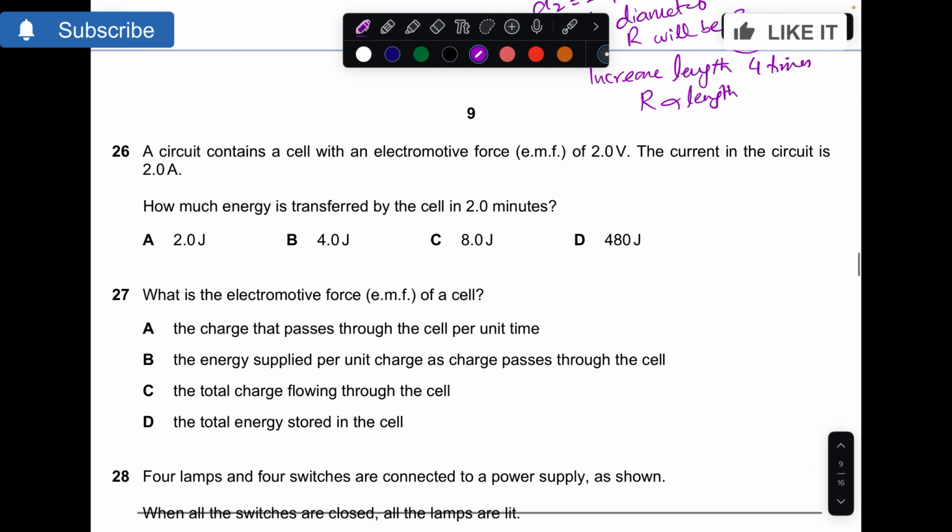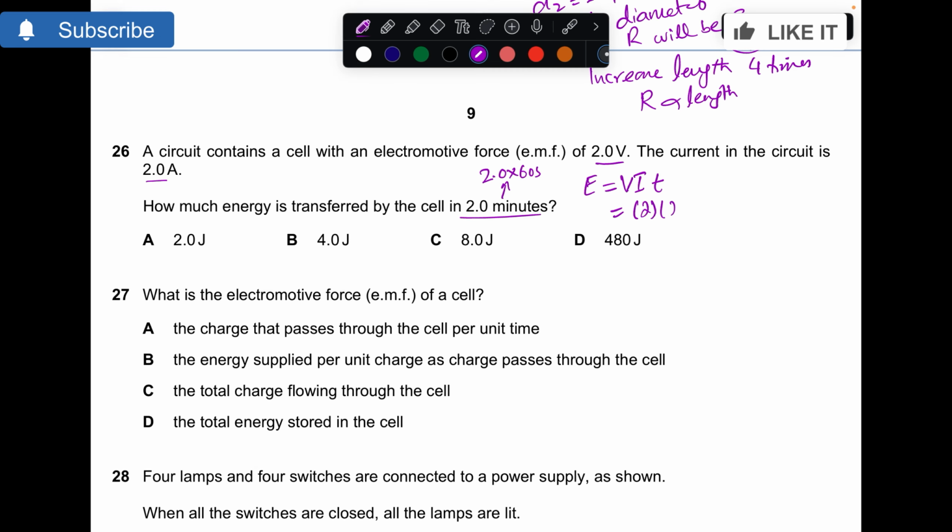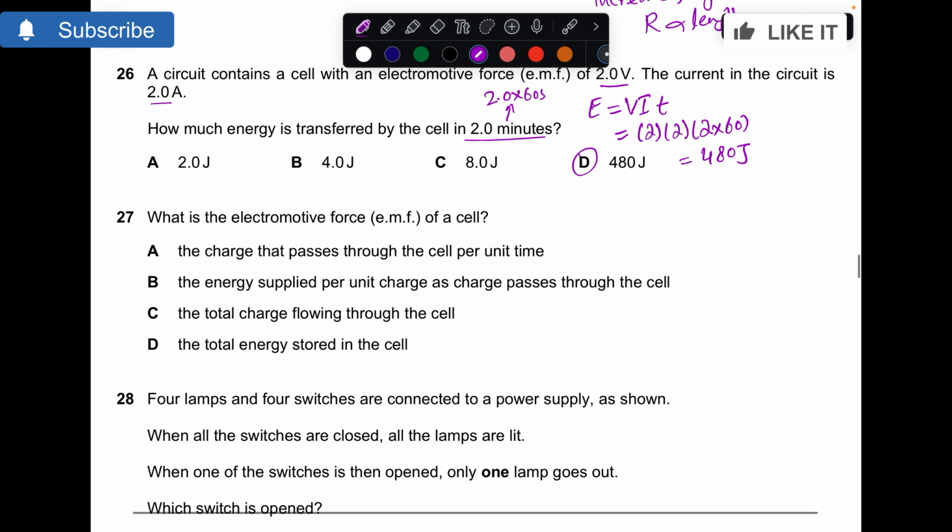In question 26, a circuit contains a cell with electromotive force 2 volts. The current in the circuit is 2 amperes. How much energy is transferred in 2 minutes? Energy is voltage times current times time. You have to convert the time into seconds: 2 times 60 is the time in seconds. Voltage is 2, current is 2, and time is 2 times 60. So this will give you 480 joules. Option D.